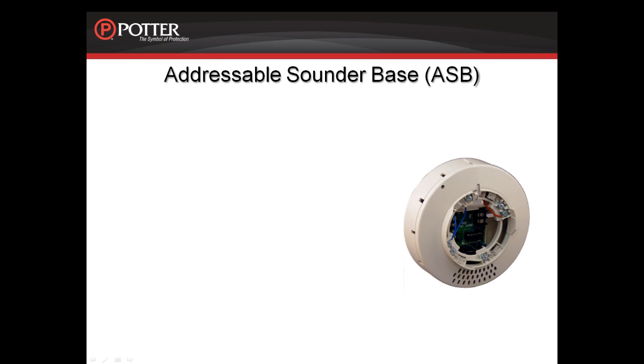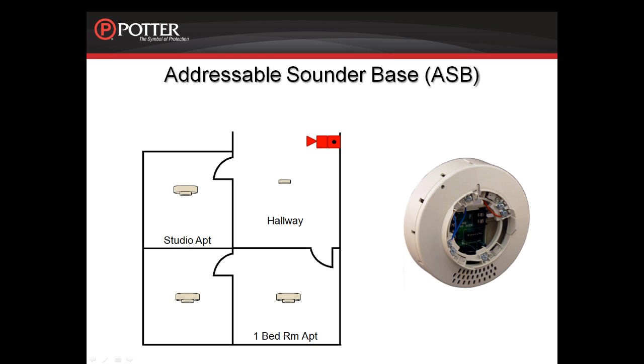Moving to the ASB or the addressable sounder base, this base has an independent sounder that can be programmed as a single station, zone, or all-call sounder. This type of device is commonly used in residential or hotel applications. Single station refers to the sounder activating when the detector head attached to that base alarms. For example, in a single-room apartment, when the smoke detector activates, the sounder activates.